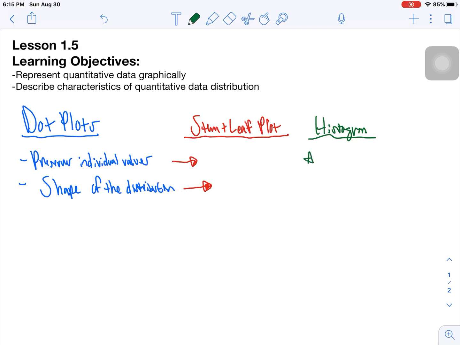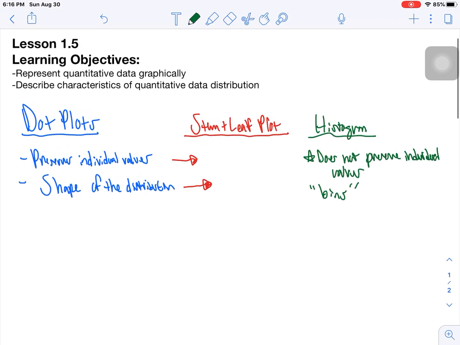And the histogram does not preserve individual values. Now, we would rather have individual values than not have them and not be able to see them. So some of you may ask why histograms, why are they even a thing? Why wouldn't we just use a dot plot and stem and leaf plot? Histograms work better when you have large amounts of data. So if I had data that we were talking about like 1,000 different numbers, a histogram would definitely be the better display to choose. All right, so histogram, I'm going to put the word bins here, and we will see what these all mean in a second.